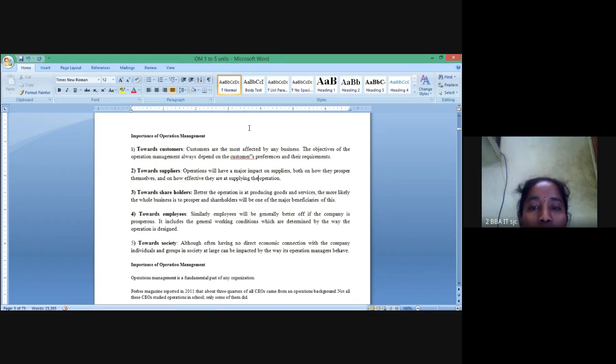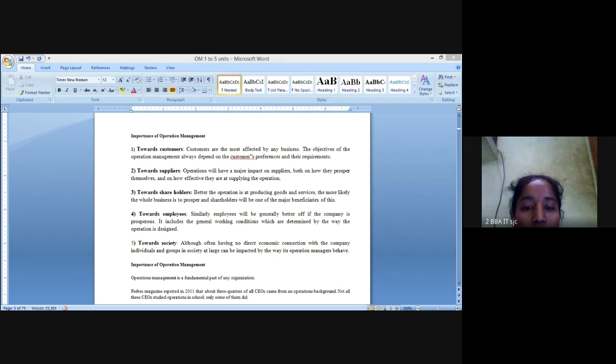The operations include how the suppliers provide material, which is also one of the operations performed towards the suppliers. That is why operations management is important. Next, towards shareholders.